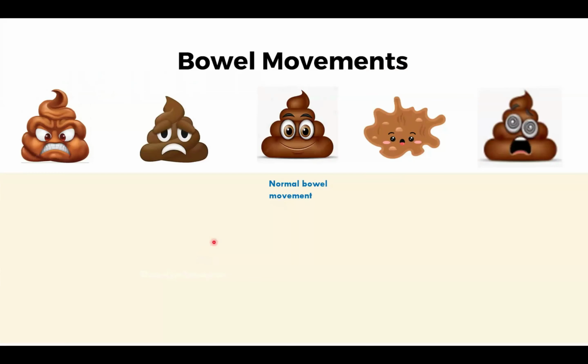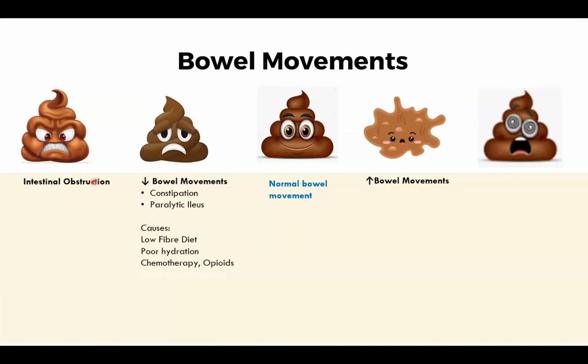So this is the normal bowel movement, and this is the intestine also. This way, the reduced bowel movements, obstruction and reduced bowel movements. And this is the increased bowel movements. So the reduced bowel movements, constipation or paralytic ileus. So causes like low fiber diet. This is a bigger problem than cancer, I would say.